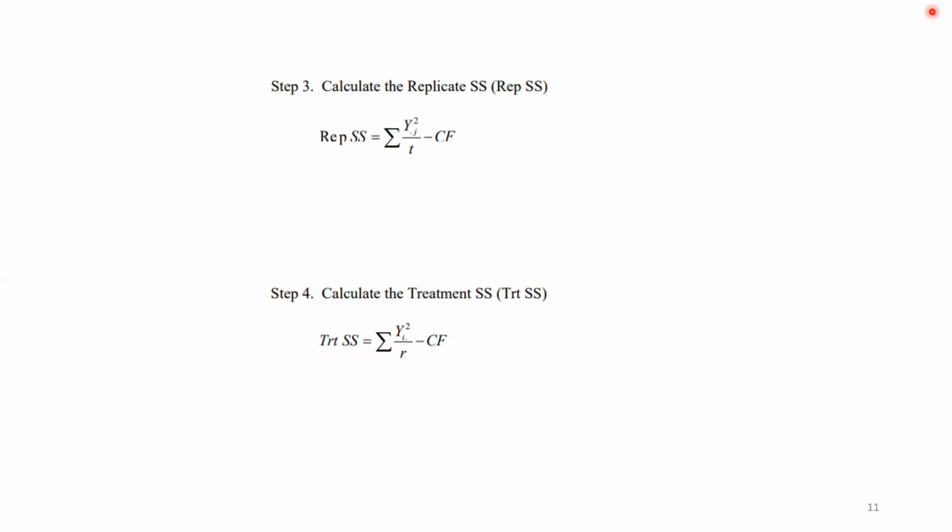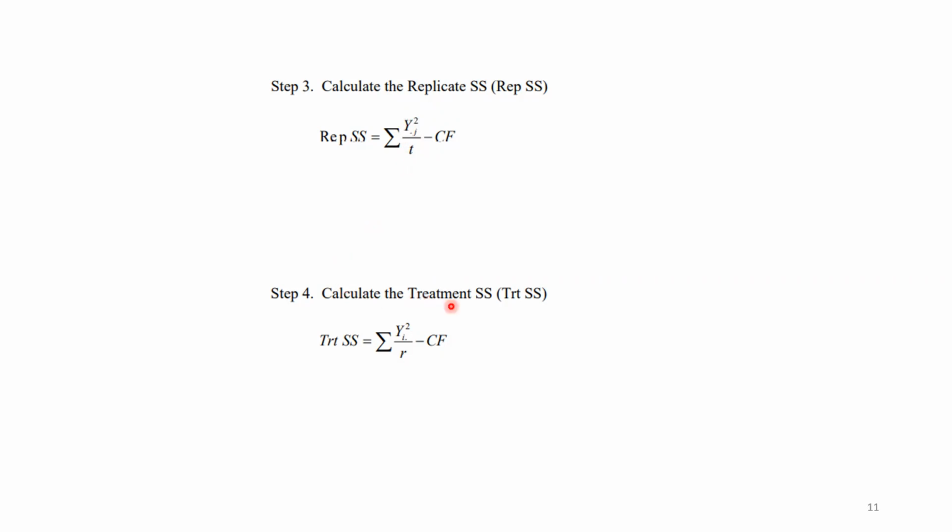Okay, what's step 3? Calculate the replicate sum of square. You need to take the summation along the ith observation, and you need to take the square value of that one and divide it by the number of observations under that.